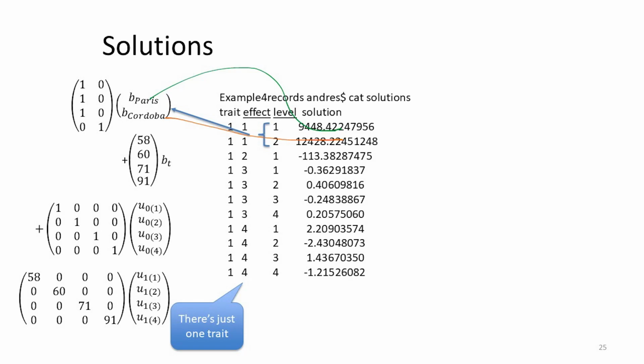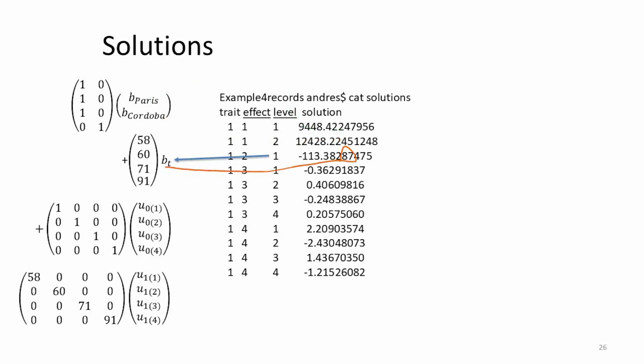Effect number 1 is the effect number 1 in the model that we said had two levels, Paris and Cordoba. So we get two solutions: this is the estimate for Paris, this is the estimate for Cordoba. For effect number 2, there is just one solution, and it's the fixed regression on temperature. For effect number 3, we have 4 solutions because we have 4 animals. This is the solution for the first animal, and this is the solution for the second animal. And effect number 4 is the same. We have the solutions for the first, second, and third animal.